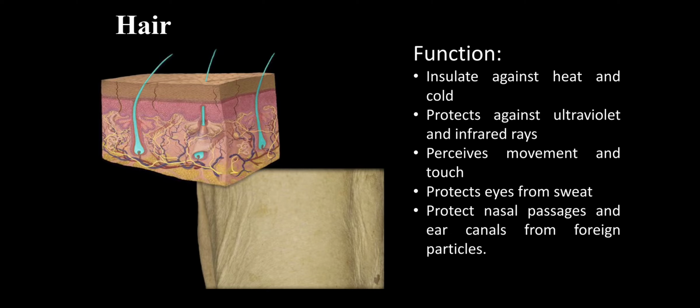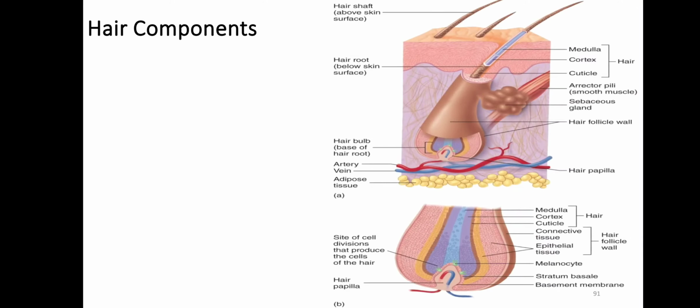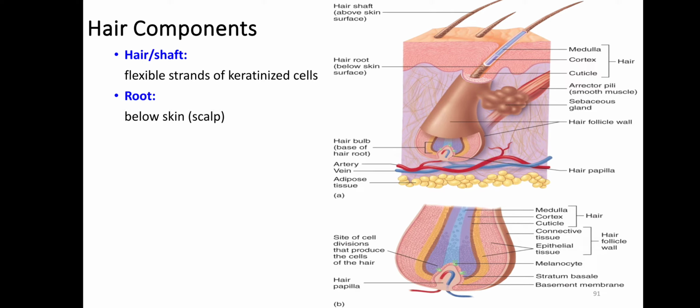Okay, so before we go to the next component, let's discuss first the components of the hair. So we have the hair shaft, which is the flexible strands of keratinized cells. We have the root, which is below the skin, or yan yung nasa scalp natin. Nandoon may kita ninyo dito, ito siya, this is the root, yan. Okay, so ito, nagsa-start papunta dito sa baba.